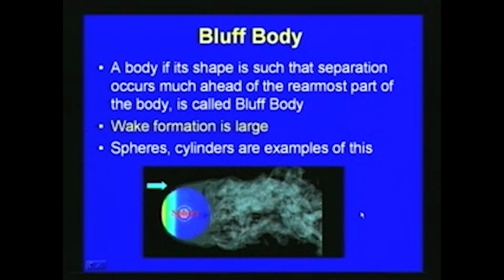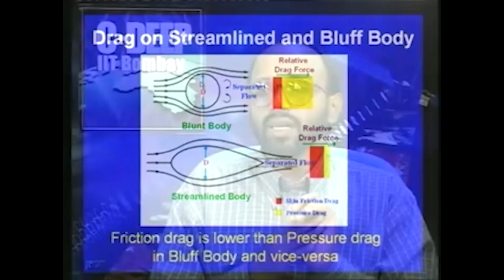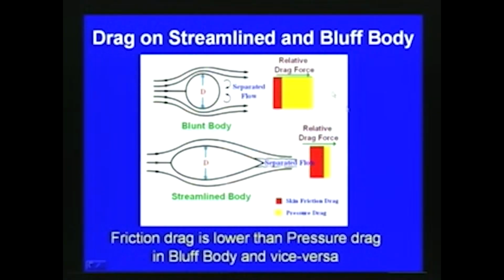With respect to drag, to reduce the drag effect, we should have a streamlined body. With a bluff body, the wake formation will be much larger, and the pressure drag effect will be much more. If you consider the drag on streamlined and bluff bodies, a circular cylinder like this is the blunt body or the bluff body. You can see the separated flow here. The pressure drag in the case of the bluff body will be much higher.